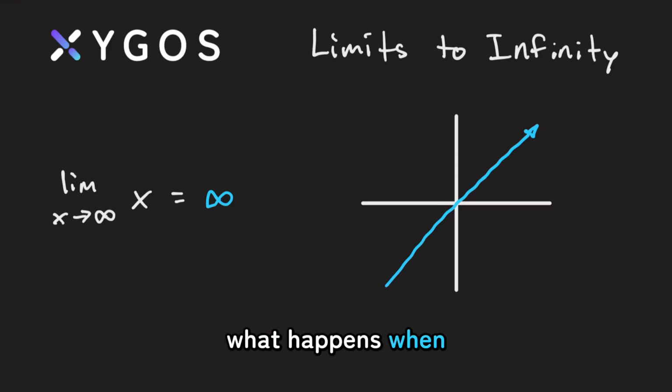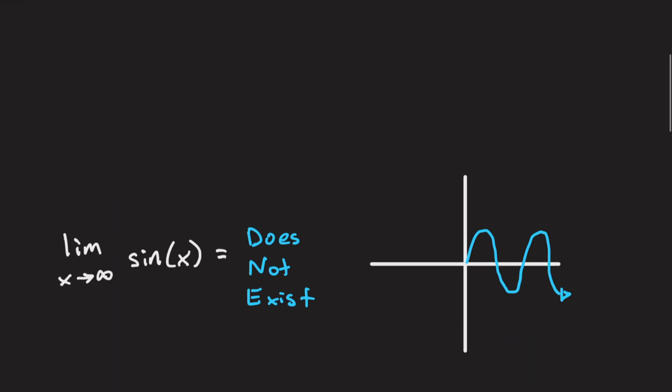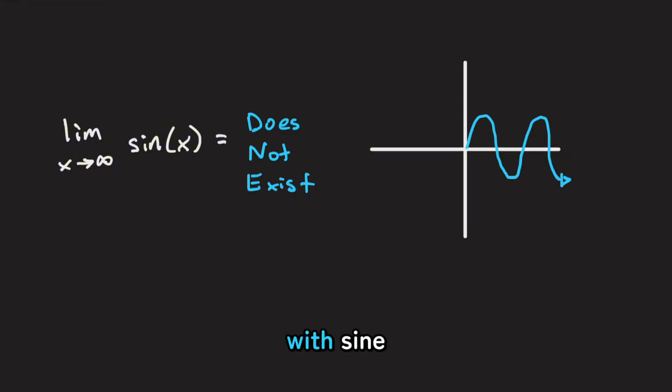What happens when a limit is going not towards a regular point, but to infinity? Well, in simple cases like this one, as x gets bigger, the output just keeps getting bigger. So the limit goes to infinity. In other cases like this one with sine, it's just going to keep going back and forth no matter how big you make x over here. So you would say that the limit does not exist.